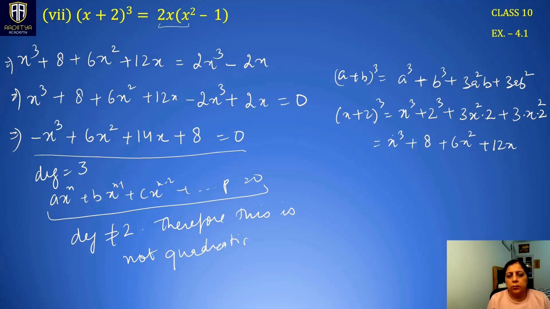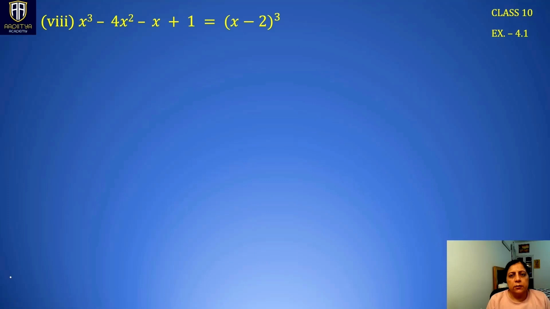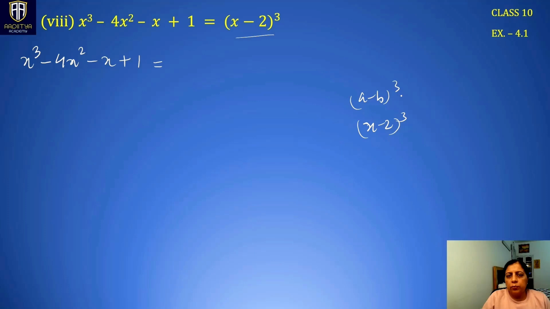This is not a quadratic equation, right? The last part of this question, here also we have cubic term on both the sides. So we simplify this: x cube minus 4x square minus x plus 1. And in RHS we have (x minus 2) cube. You can use the (a minus b) cube formula.